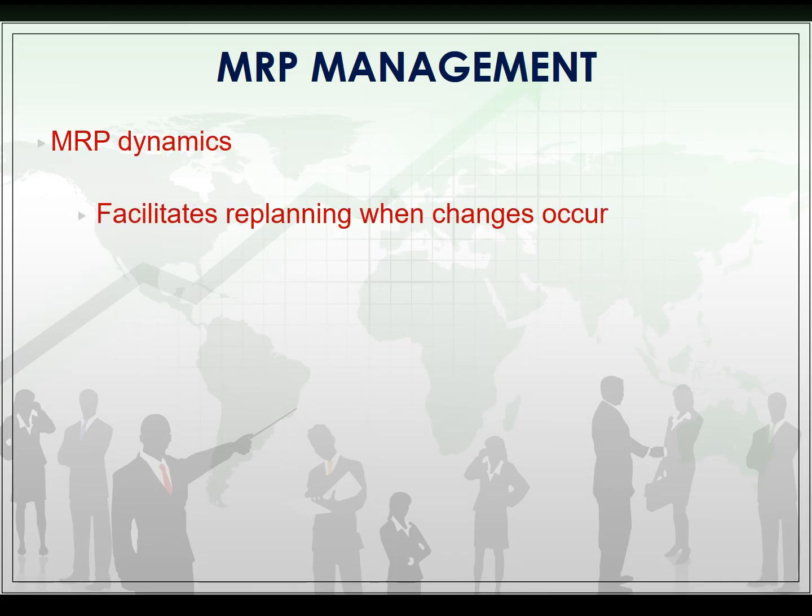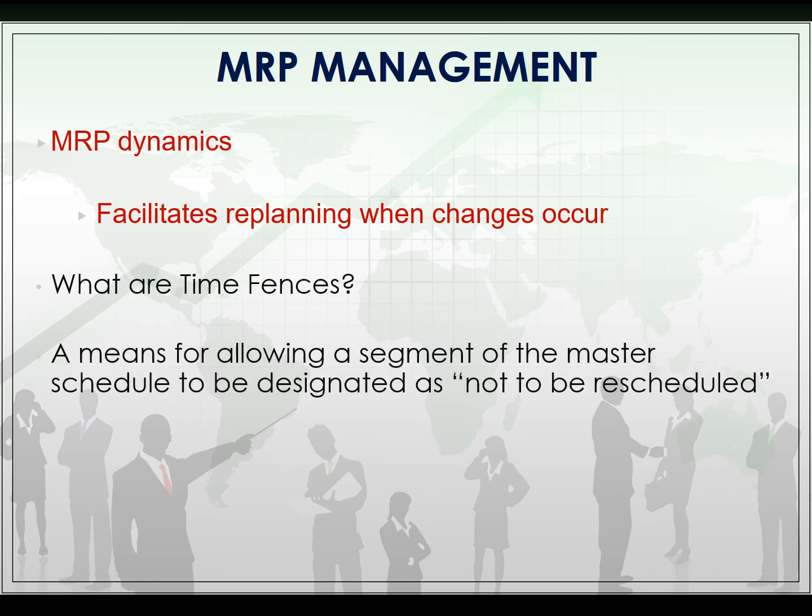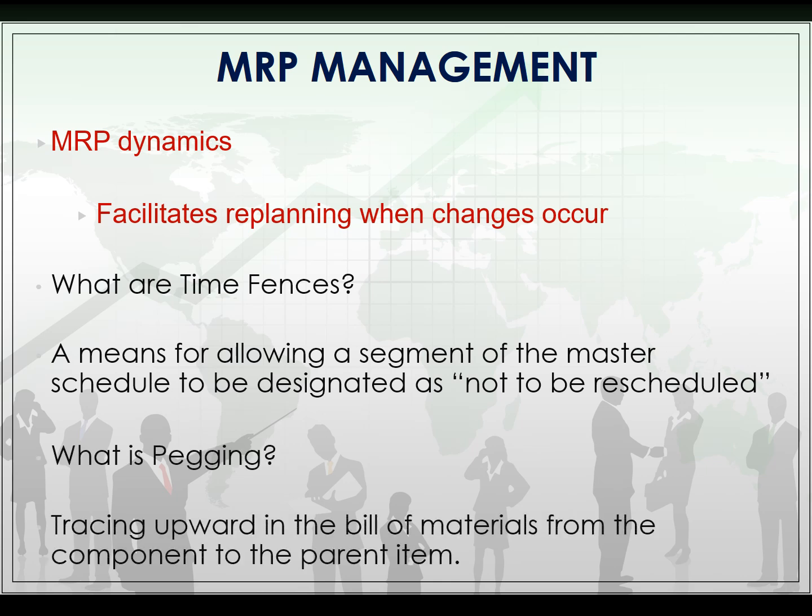MRP management facilitates replanning when changes occur. So we need to consider time fences. That's a means for allowing a segment of the master schedule to be designated as not to be rescheduled. What is pegging? Tracing upward in the bill of materials from the component to the parent item.